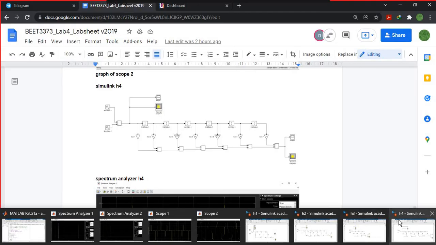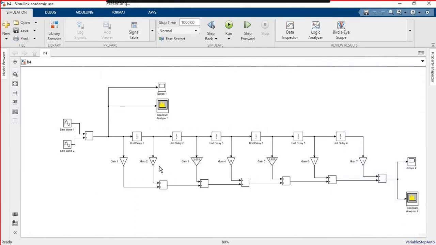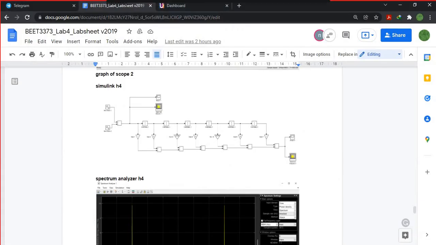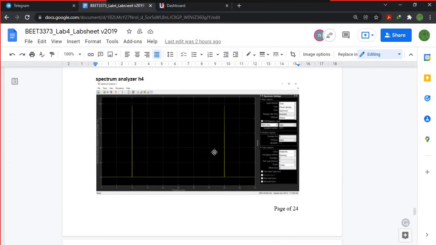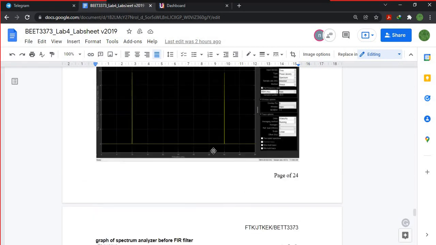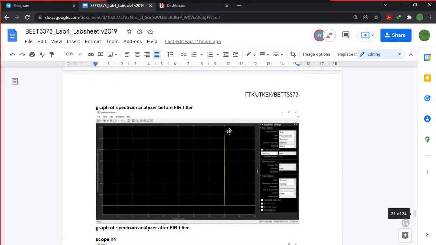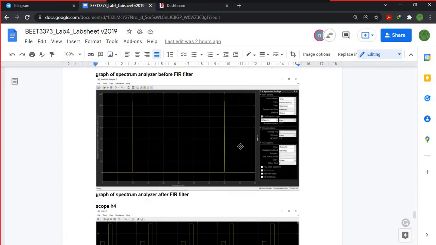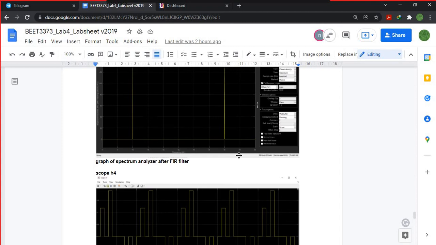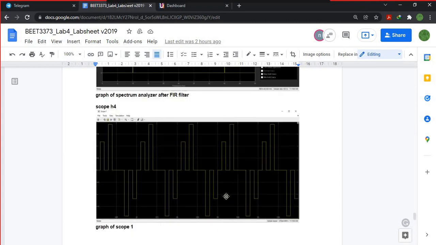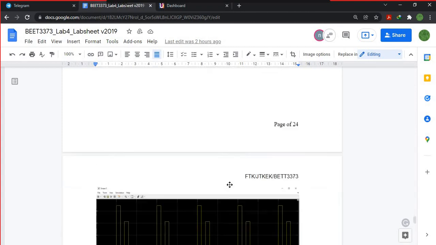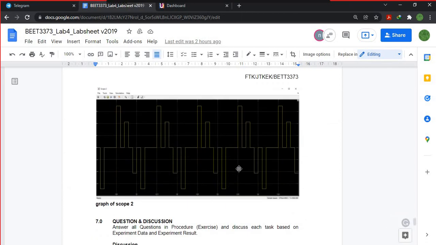Next we go to the H4 Simulink. Also we change the gain value and run the Simulink. As you can see, this is the spectrum analyzer H4, the graph of the spectrum before the FIR filter, and this is the spectrum analyzer after the FIR filter. For scope H4, this is the output for scope 1, and this is scope number 2.